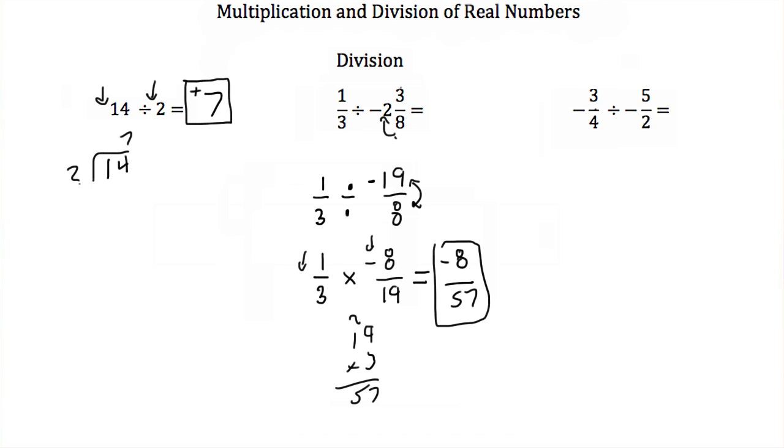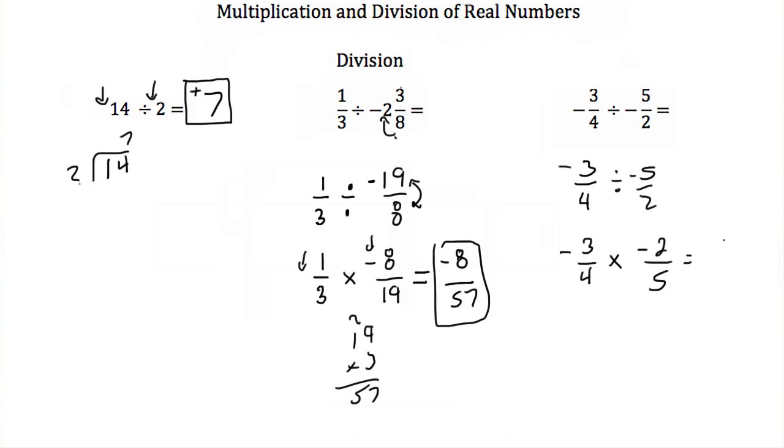Here we have a negative 3/4 divided by a negative 5 halves. So 3/4 divided by 5 halves, they're both negative. Now remember, the easiest way to divide by a fraction is to multiply by its reciprocal. So what we're going to get is negative 3/4 times a negative 2/5. Multiply across and forget about the signs for right now.